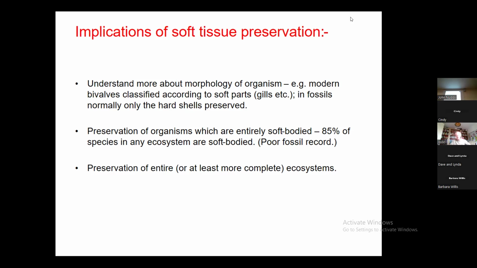So if we have preservation of soft tissue, then we get preservation of entire, or at least more entire, ecosystems, and can say an awful lot more about them. So they've often been called windows on evolution, or snapshots of life. You know, you're sort of peering through the curtain at different points in the geological column, and you can see the full picture of soft-bodied ecosystems.